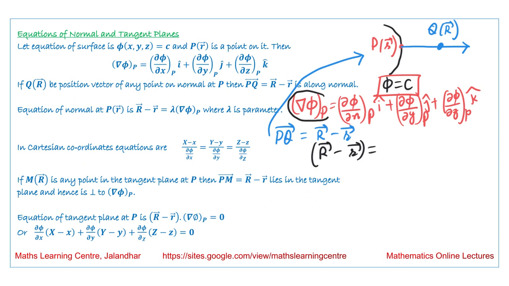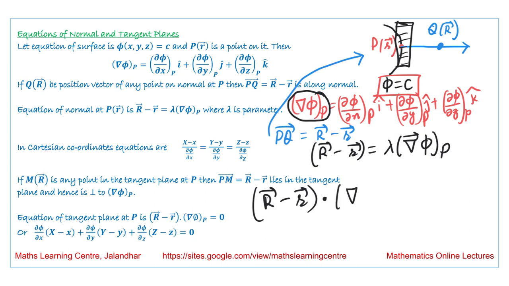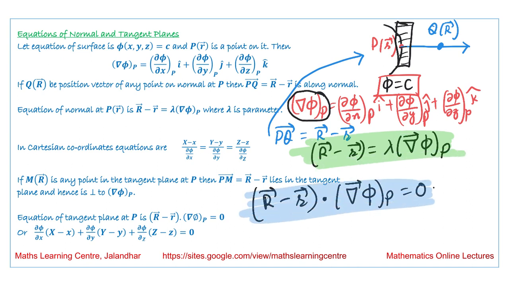The gradient gives us the direction of the normal. So it is lambda times gradient of phi at the point P. And when we are talking about the tangent plane at this point, r vector minus r₀ vector dot gradient of phi at P should be perpendicular, so this is equal to 0. So we have these two equations: this is the equation of the normal and this is the equation of the tangent plane.